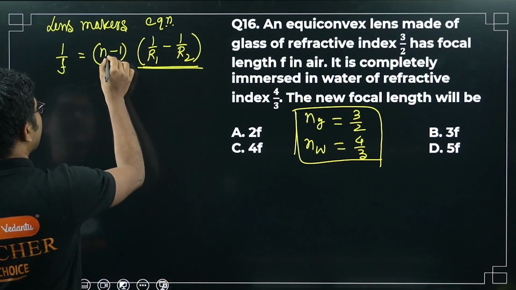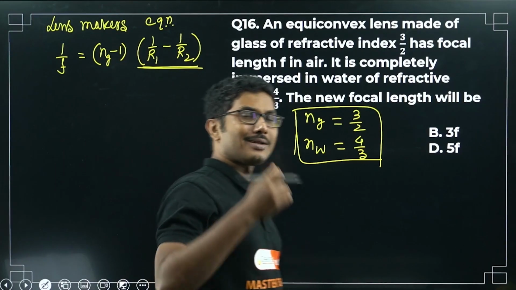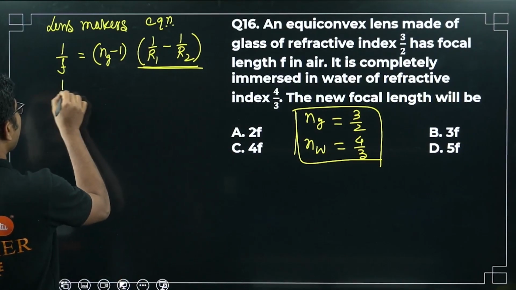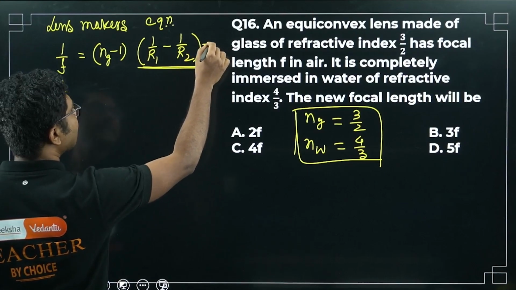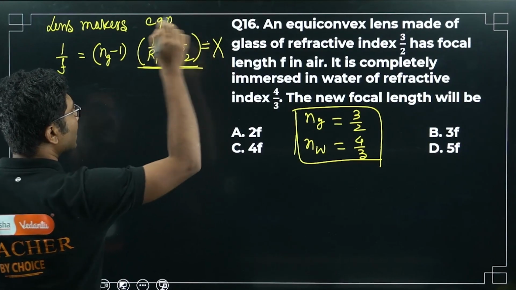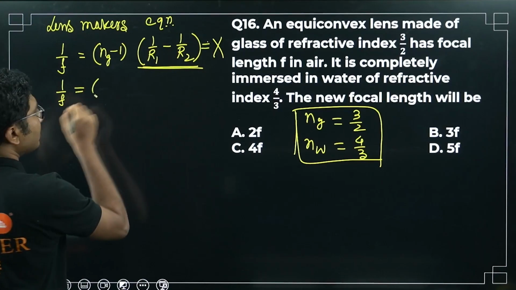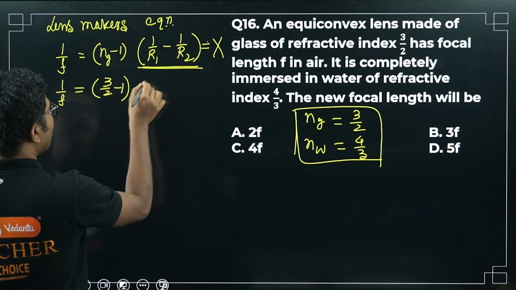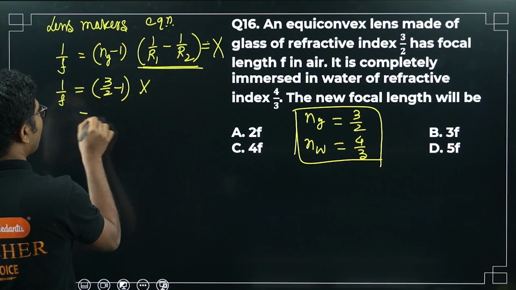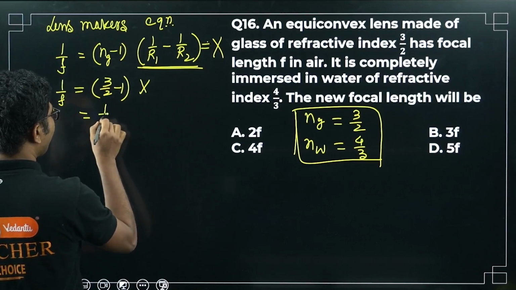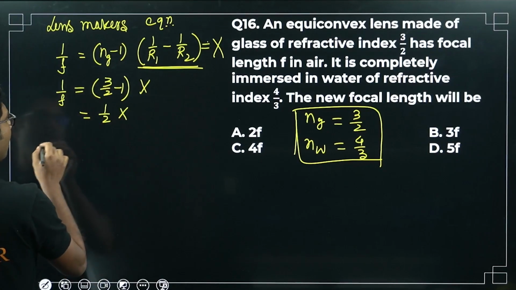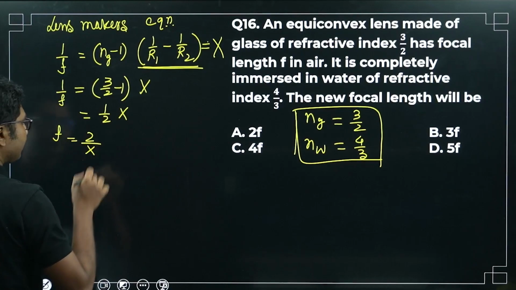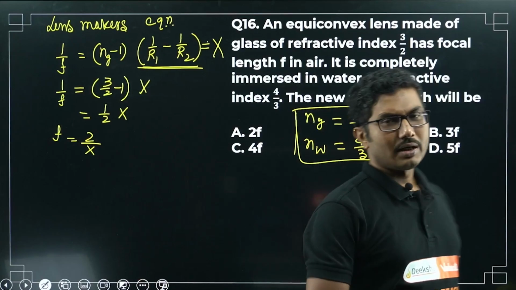So first case, when it is kept in air, directly the refractive index of glass is applied. So what is the value of 1/f? Suppose this constant is equal to capital X. So I will write capital X. I cannot ignore that. So Ng is 3/2 minus 1 times capital X, or 3/2 minus 1 means half capital X, or f equals 2 by x. So we have calculated the focal length.